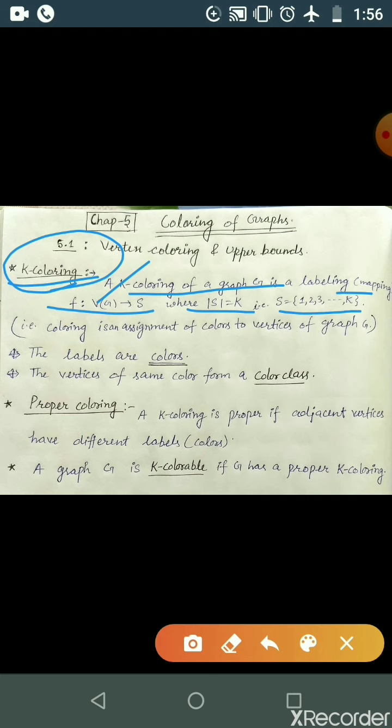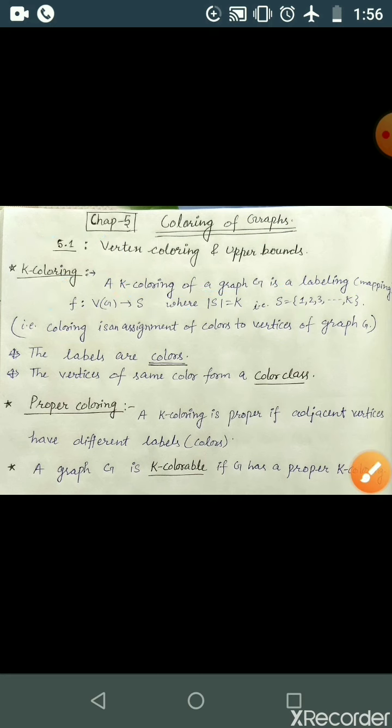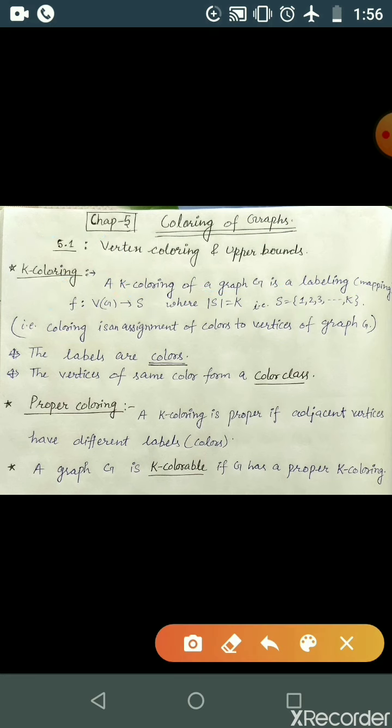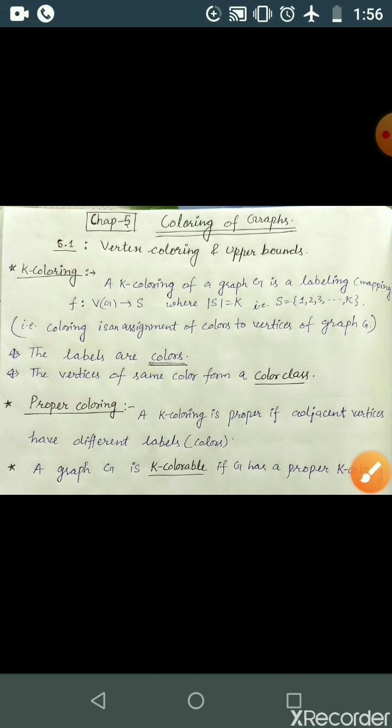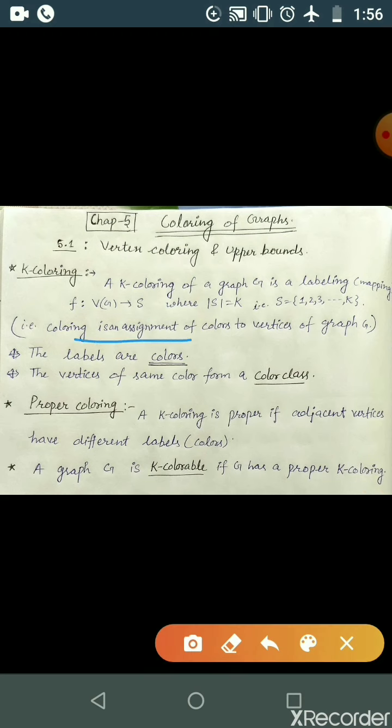These are just labels. Or you can say S contains K colors, that is first color, second color, third color and so on, K color. So this assigning of colors to the vertices of a graph is known as K coloring. Coloring is an assignment of colors to the vertices of G. These colors are labels, so here I have defined this function as a labeling, so you can say these labels are colors. So these 1, 2, 3 up to K are K colors. The vertices of the same color form a color class.